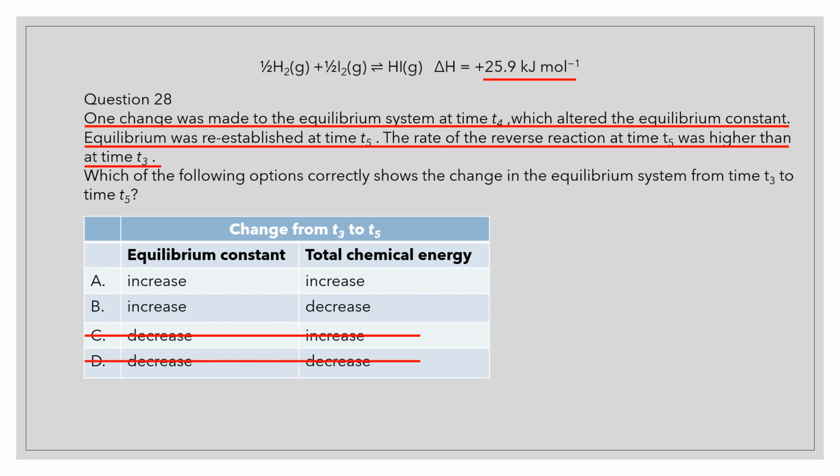The total chemical energy increases when the temperature increases because the endothermic forward reaction is favored. So, A is correct.